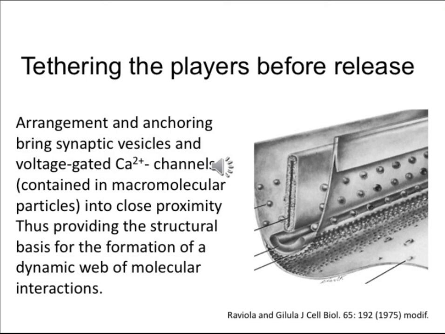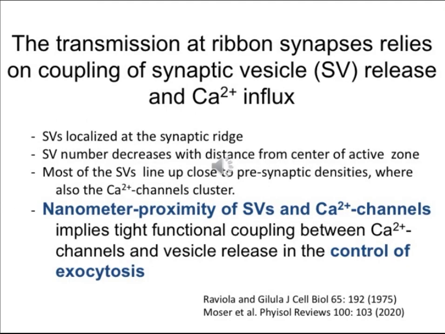They organize the players of the synaptic transaction, namely the synaptic vesicles and the voltage-gated calcium channels that are contained in the macromolecular particle you may see in the scheme at the right-hand side at the bottom. They organize them in such a manner that they come into close neighborhood, this means tethering together, before synaptic activity, this means exocytosis, is initiated. This close neighborhood provides the structural basis for the formation of a dynamic web of molecular interactions. This is summarized in this slide.